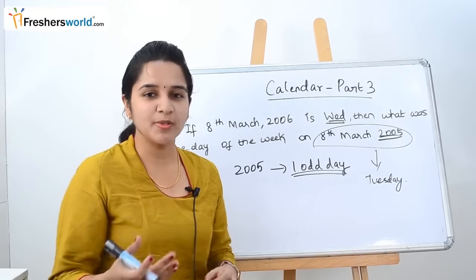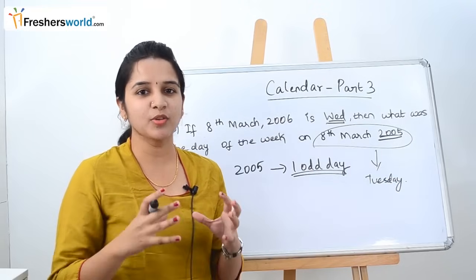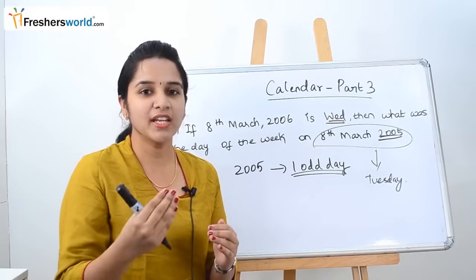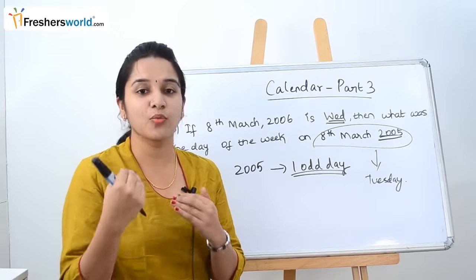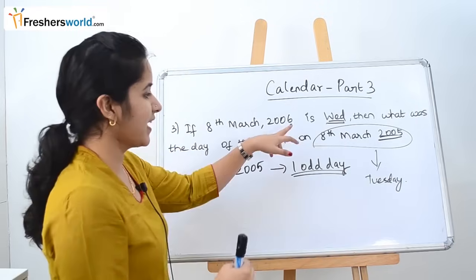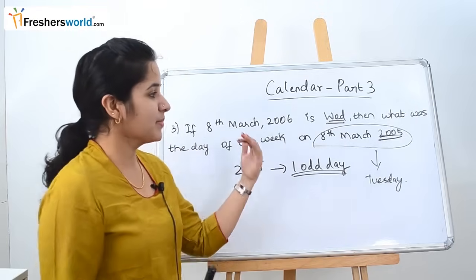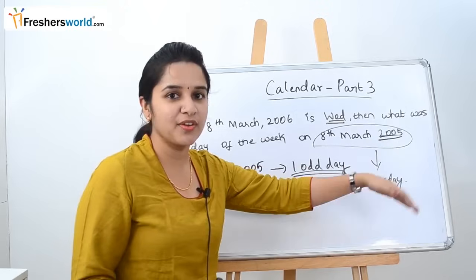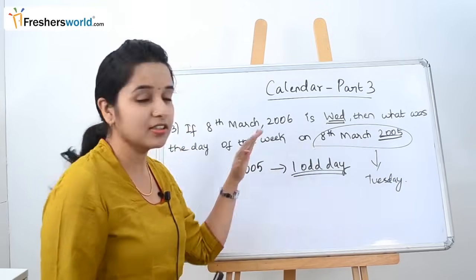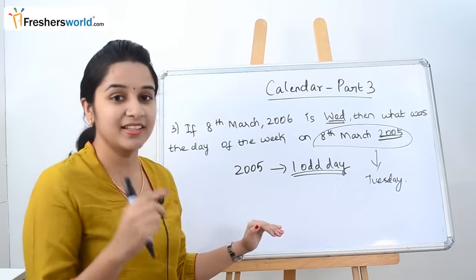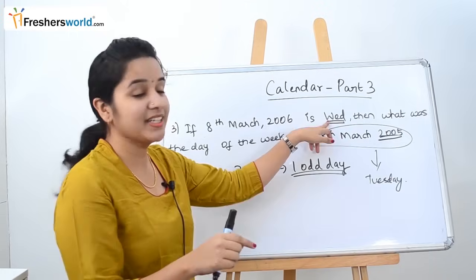In the other problems, we calculated the number of odd days in the future, so we added them. Now they have asked for a day falling in the past, so what we do here is subtract. In this case, we are subtracting one odd day. Sometimes they would ask 2001 or 2003 instead of 2005. So you have to calculate the number of odd days falling in each year and subtract it from the given day that they have given.